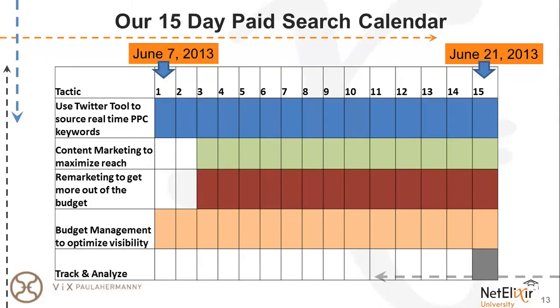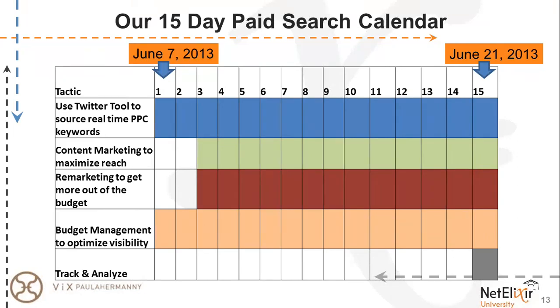So let me start by discussing our paid search calendar. We created a 15-day paid search calendar. It started on the 7th of June, and it ended on the 21st of June. As you can see, in the first column we have all the different tactics which have been broken up. So we used the Twitter tool to source real-time PPC keywords, because that was a key strategy. Any event like Miss USA is a huge social event.